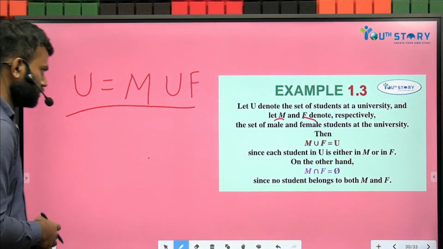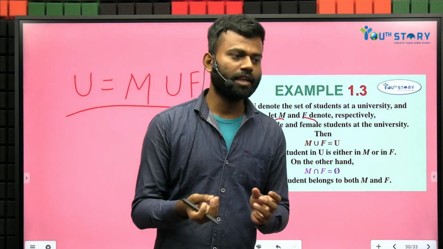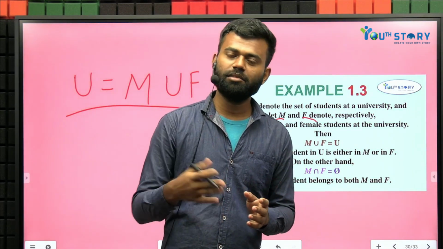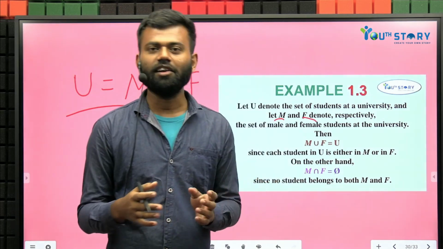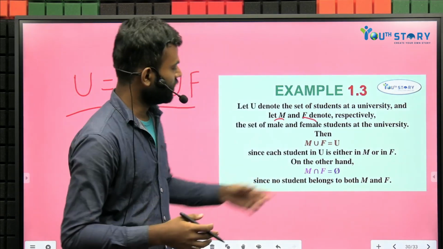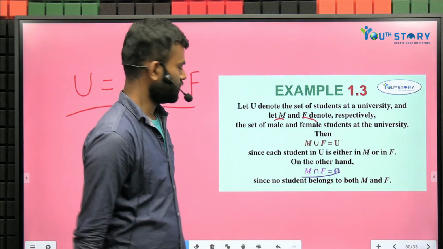And now any student is either male or female. So these sets are disjoint. Their intersection is the empty set.